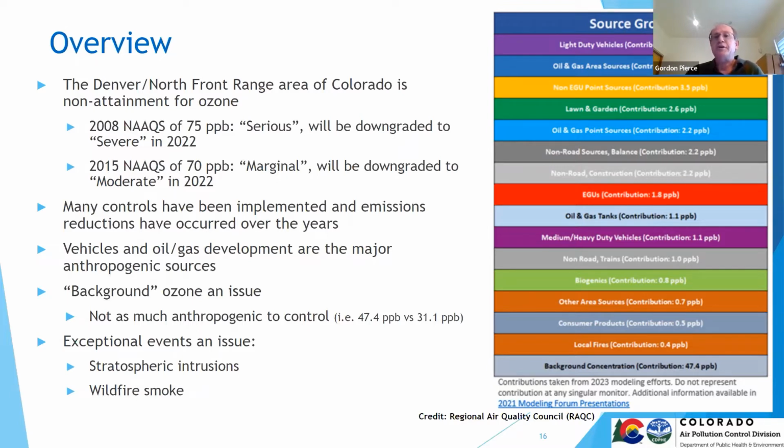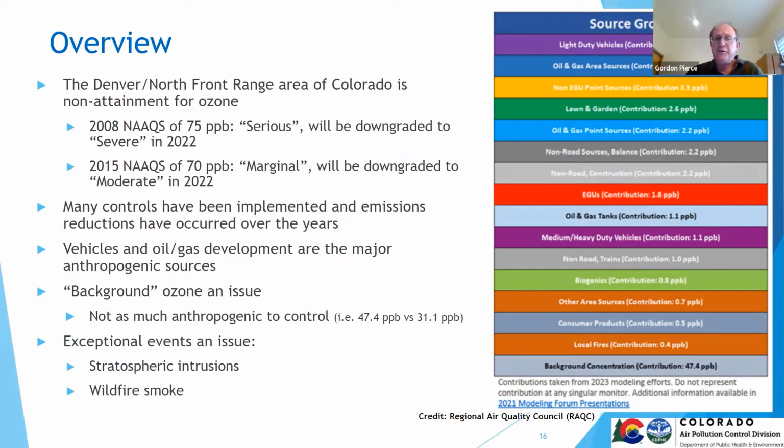And you can see this on the right-hand side of this slide. Light-duty vehicles contribute, at least on the day that was modeled here, about 5.7 parts per billion. Oil and gas area sources contribute about 5.3 parts per billion to the ozone. And you can see in the list that other oil and gas, the point sources, and oil tanks are on this list as well. And then for vehicle type of traffic, there's lawn and garden and construction equipment, the non-road equipment. So it's all part of the top end of this list.